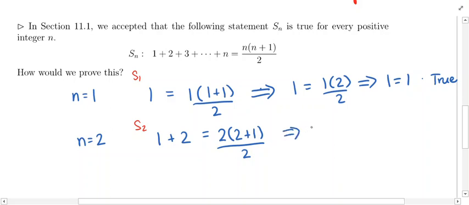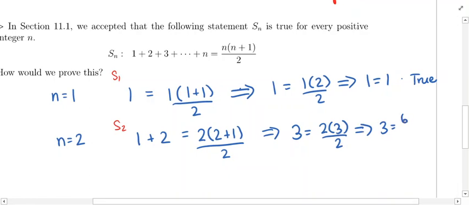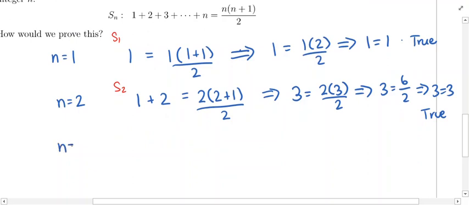If we simplify on the left, we're going to get 3 is equal to 2 times 3 divided by 2. That's 3 is equal to 6 divided by 2. And so yes, 3 is equal to 3. It's true here. And you could keep plugging in. I'd plug in another one, n equals 3. So the statement S3.